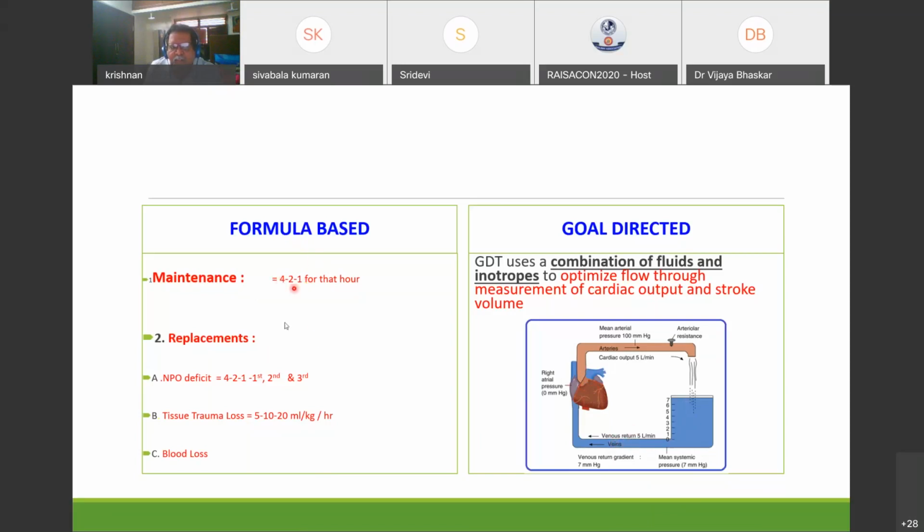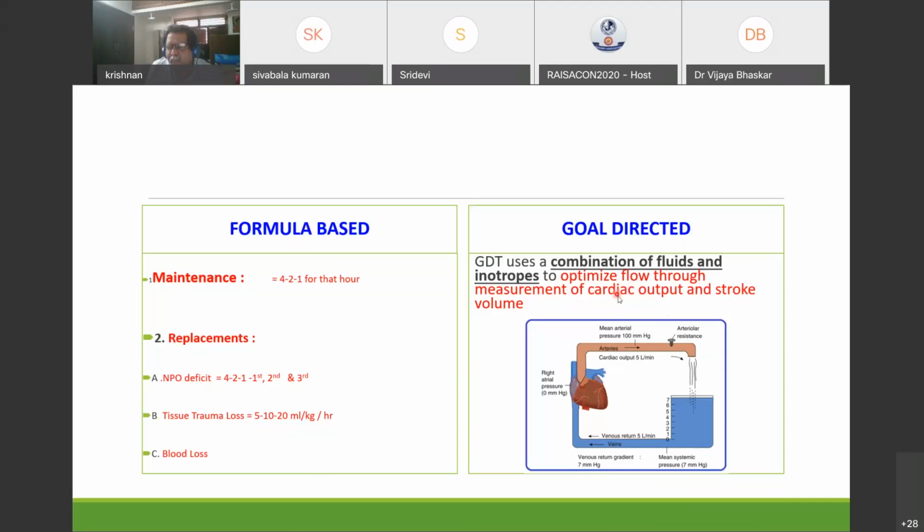What formula based management says is you give fluid that will take care of the cardiac output. In goal directed, what they say is you give lesser fluids, you add vasopressors, and you add inotropes. So this is goal directed fluid therapy. It's a combination of fluid and inotropes to optimize the flow through the measurement of cardiac output and stroke volume.